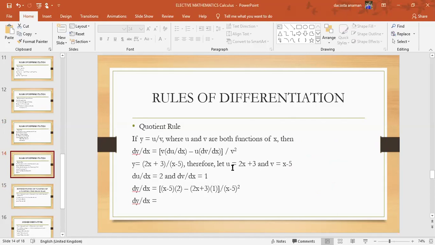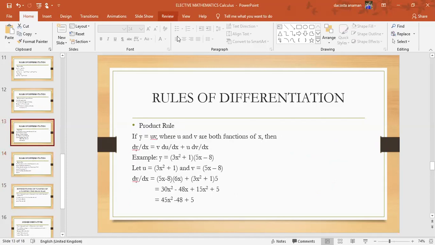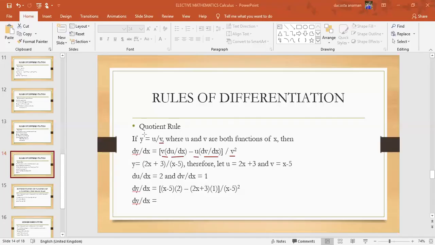Which is the quotient rule? The quotient rule. Before we go to the quotient rule, let me give you one question, then you solve. Sorry, I wasn't recording. So you have v du dx minus u dv dx all over v squared. That's the denominator squared. So for this question, you have y is equal to 2x plus 3 all over x minus 5.